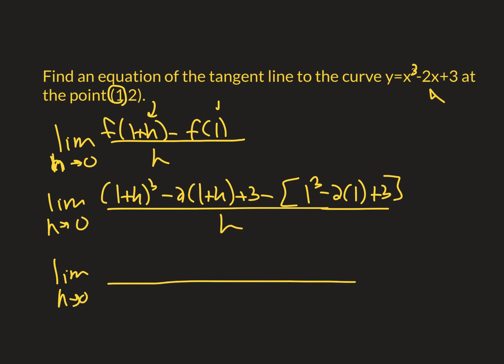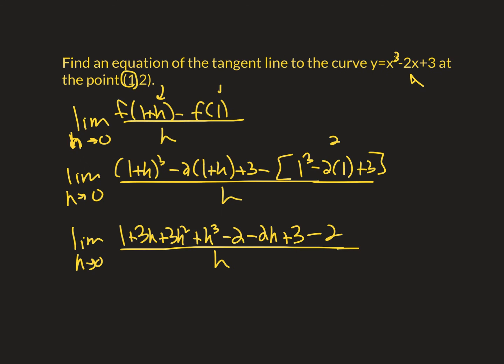Okay, so if I cube 1 plus h, I get 1 plus 3h plus 3h squared plus h cubed. I'm going to distribute the negative 2 through. I got a plus 3. And my bracket here, if I work that out, I get 2 in there. There's a minus sign in front, so I get a minus 2. All that's over h. That's a bunch of stuff. So I'm going to try to combine as much as I possibly can. I have a limit as h approaches 0. Let's see what all happens. Stuff has got to combine or cancel. So I've got an h cubed, I've got a 3h squared, I've got an h and an h on the bottom.